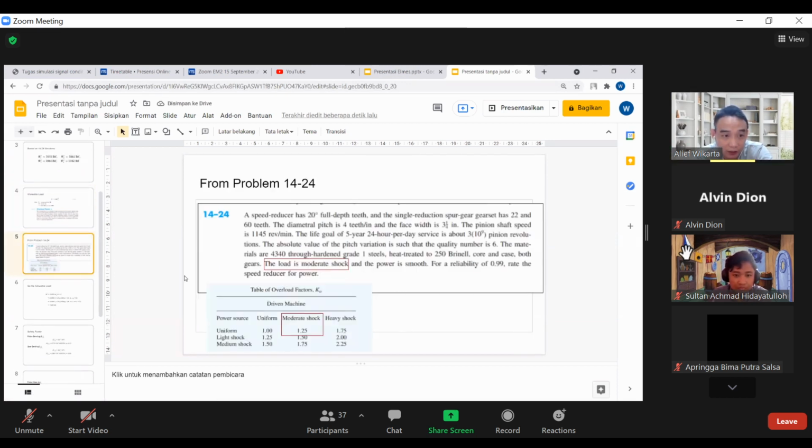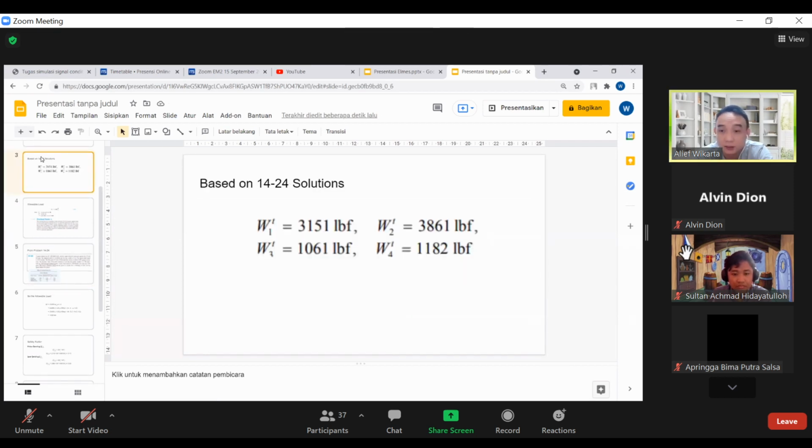W1T from slide number 3. This is from your friends, right? From the previous results, yes. When we calculate the W1T, I believe that your friends already include the KO.